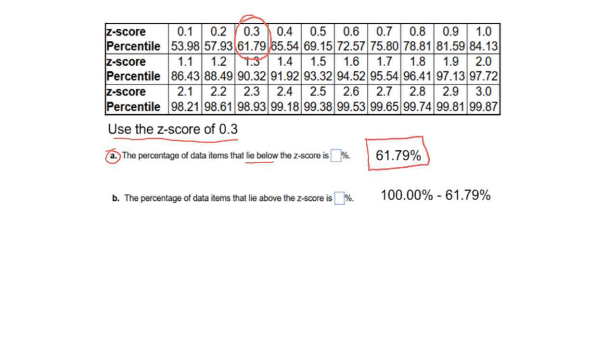61.79%. Now, when you find the z-score on these tables, the percentile is automatically giving you the number of data items that are the percentage-wise below the z-score.